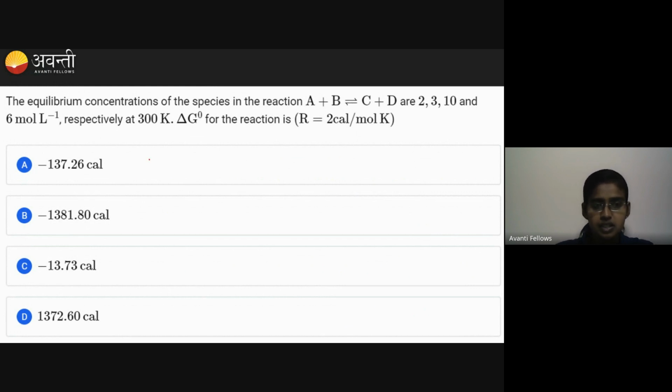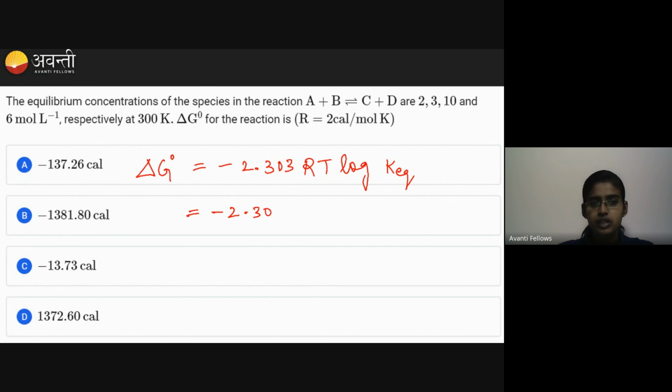Take the relation which relates delta G naught and equilibrium constant. Just now we have seen, right? It is delta G naught equal to minus 2.303 into RT into log of Keq. R value is 2 and the temperature is given as 300 Kelvin, so 300 into log. How to write the equilibrium constant?